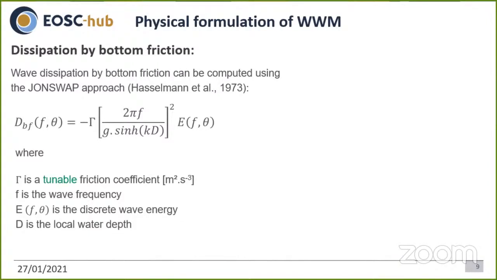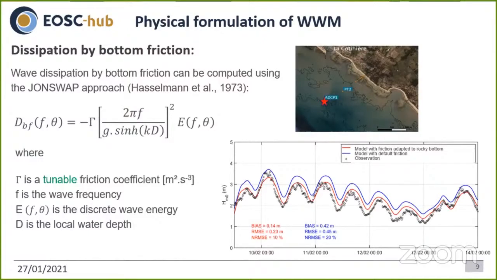To give an idea of the impact of this friction coefficient, I will show you another application of the wind wave model on Oléron Island as before, but this time on a rocky bottom, a rocky shore. As you can see, the blue model with the default parameter for the bottom friction, corresponding to sand, substantially overestimates the wave height by almost half a meter. And if we adjust the friction coefficient to a value corresponding to a rocky bottom, then we are able to eliminate mostly this bias and divide the root mean square error by a factor of 2.